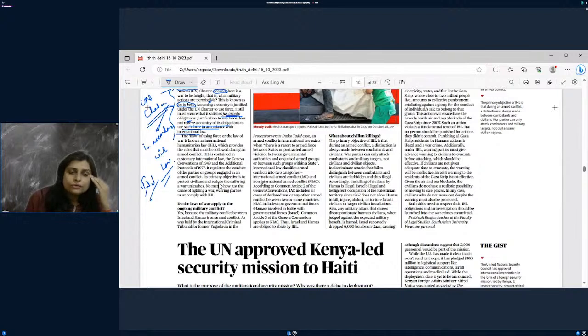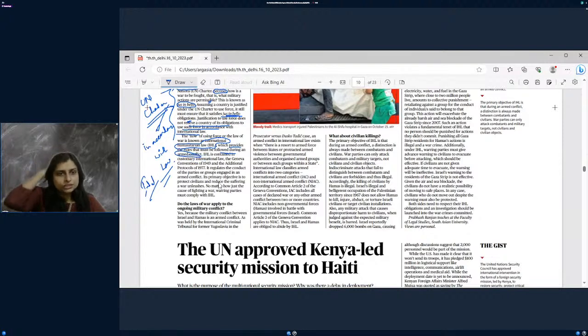The how of using force or the law of war is known as international humanitarian law. Then this becomes very important with respect to your international relations. Now, what is international humanitarian law? It provides the rules that must be followed during an armed conflict. That means all these laws are made so as to counter armed conflicts.